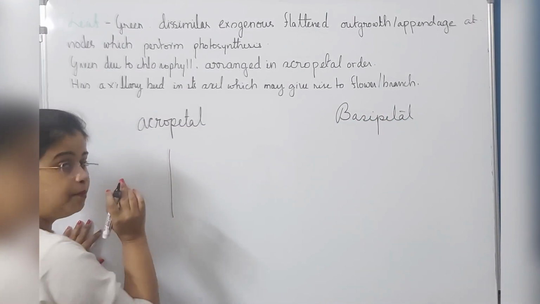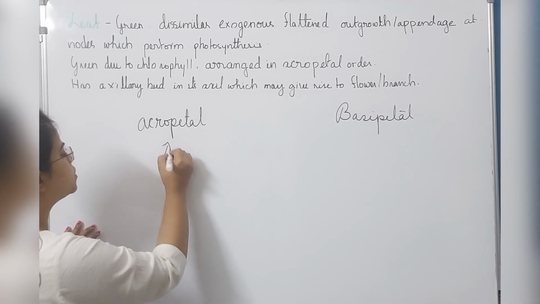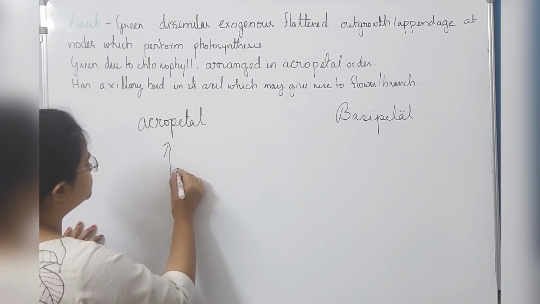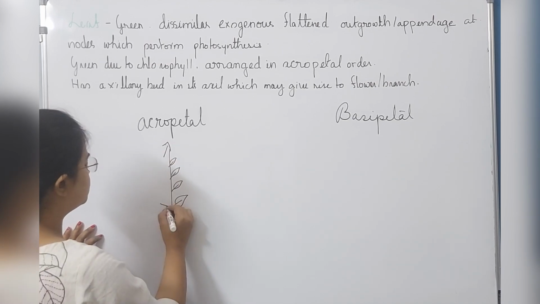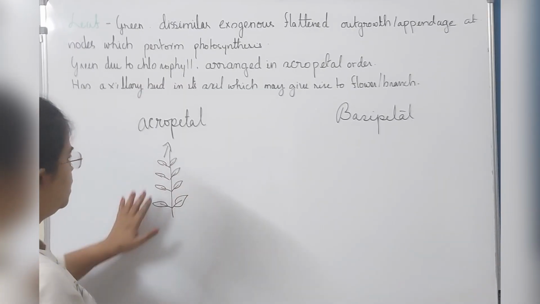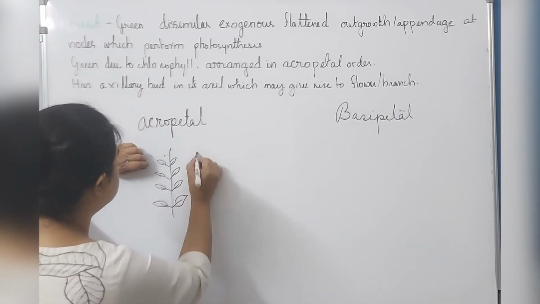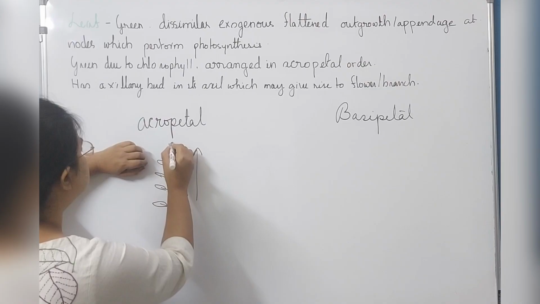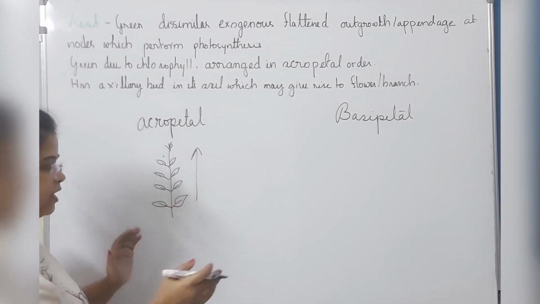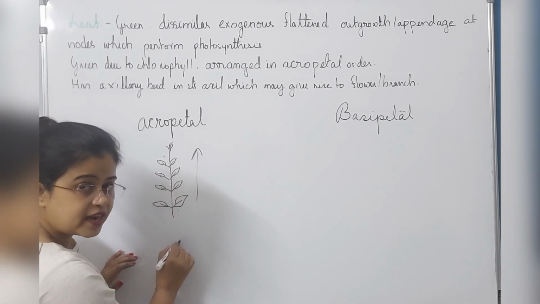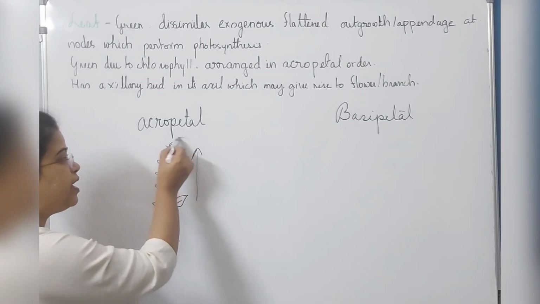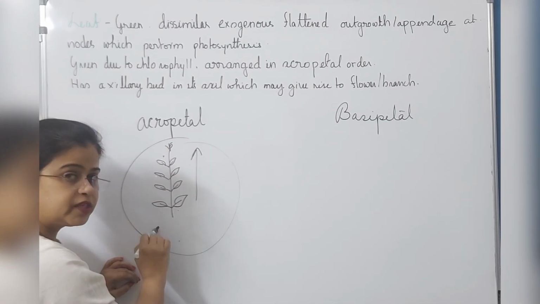Acropetal में क्या होता है? The main axis, it continues its growth, and old to new. It continues its growth. It continues to grow, and it gives rise to leaves or flowers. जो भी case हो, laterally, oldest one is at the bottom and youngest one is at the top. That is acropetal. Leaves में हमेशा always this arrangement is seen.